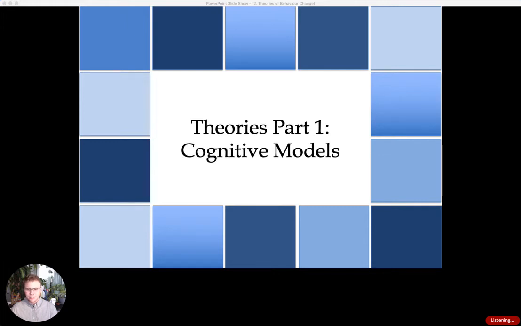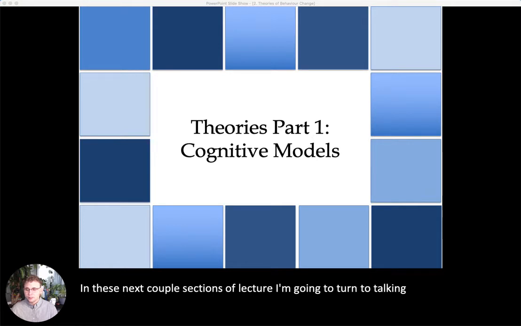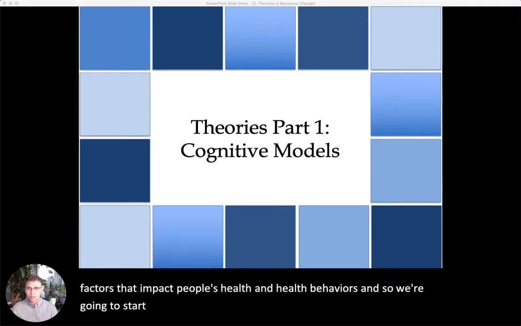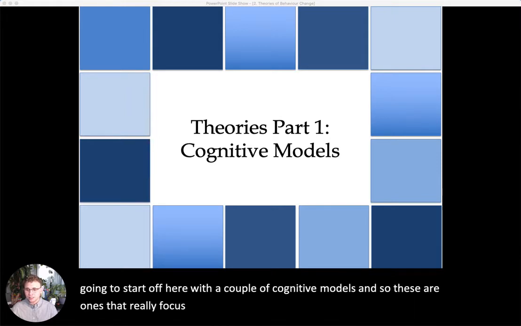In these next couple sections of lecture, I'm going to turn to talking about some of the models and theories that attempt to organize the various factors that impact people's health and health behaviors. And so we're going to start off here with a couple cognitive models. These are ones that really focus on the beliefs and attitudes that we have about health.